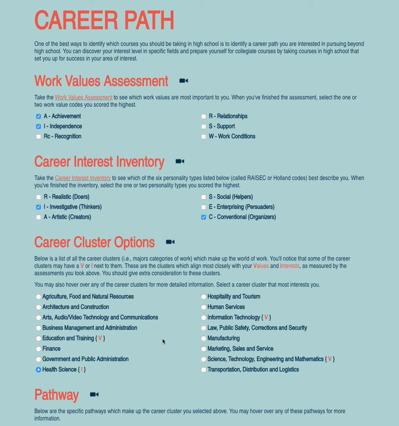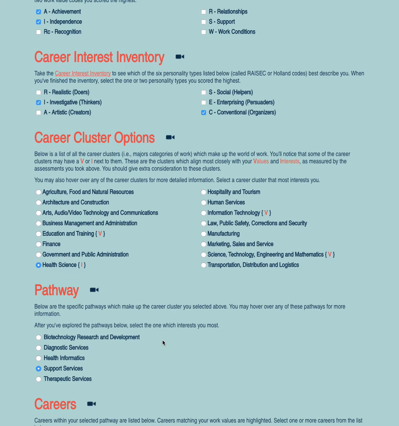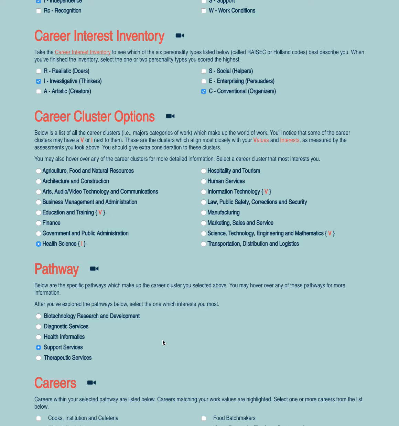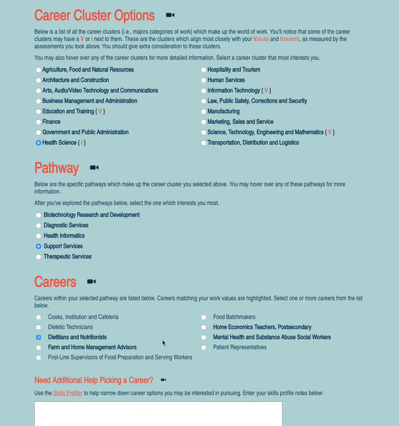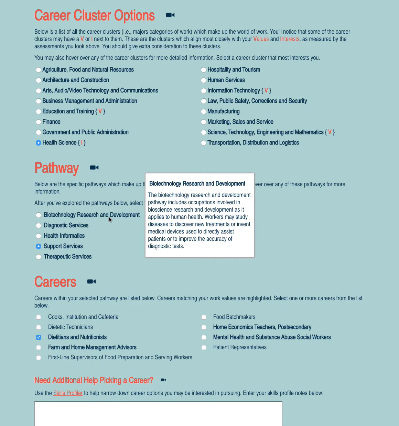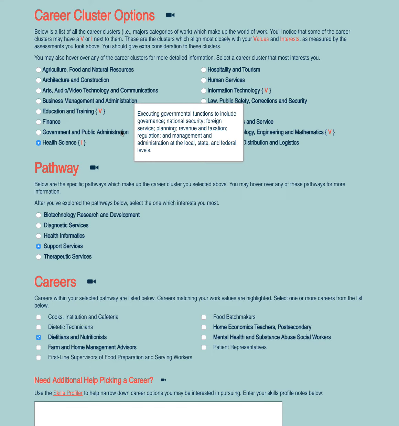If a cluster contains a V or I next to the listing, this indicates that the cluster aligns most closely with the student's values, interest, or both. Once a career cluster option is selected, then a student must select a pathway, which leads to a career. Students may hover over any of the clusters and pathways to gain more insight into that particular item.